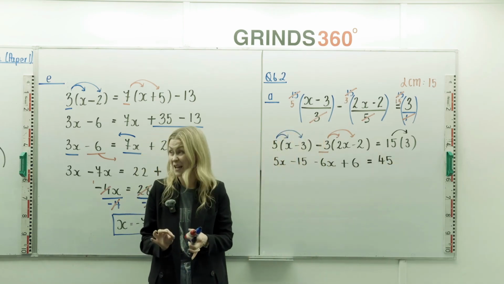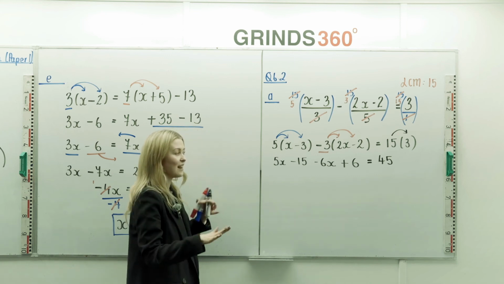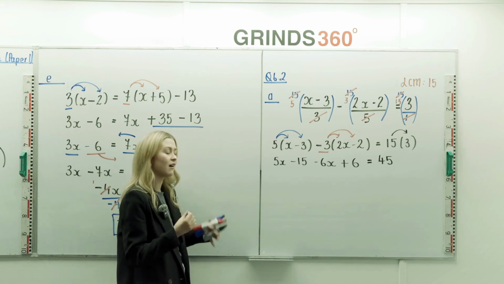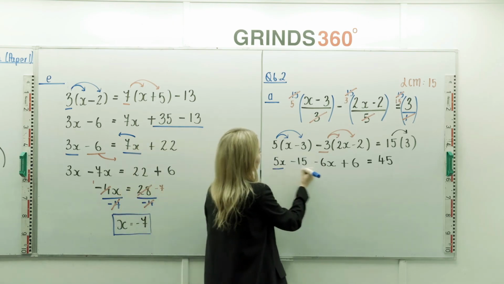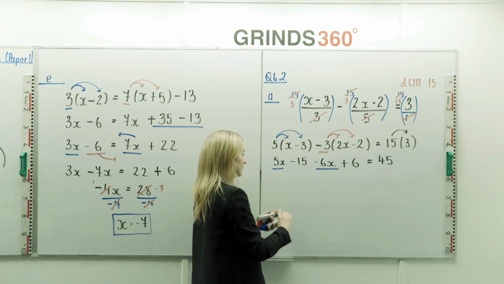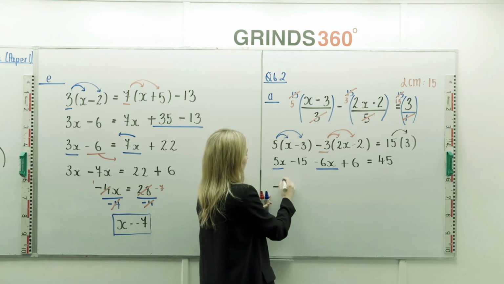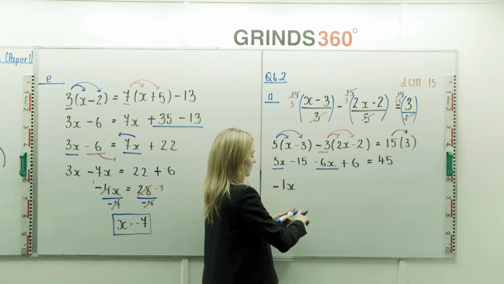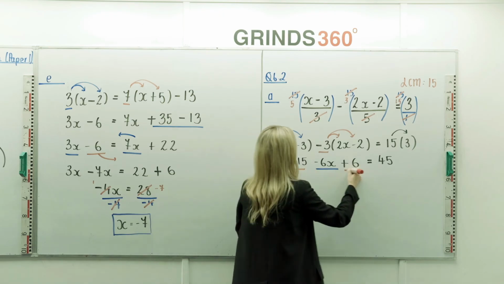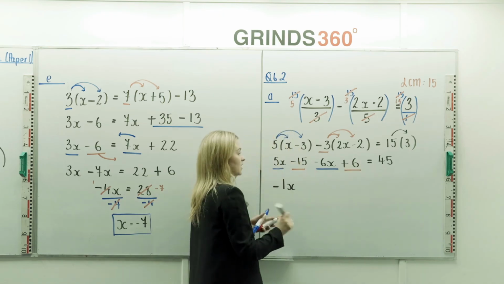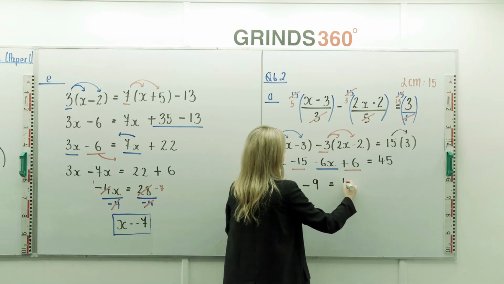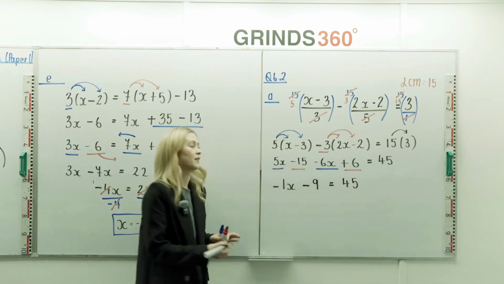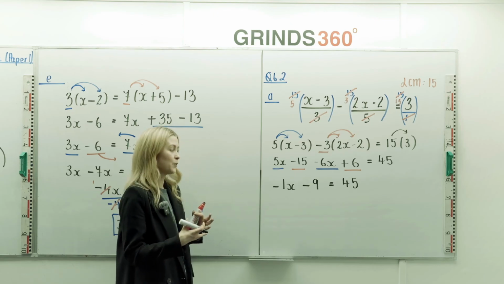Now, next step. Any like terms on the left or right hand side? Can we do a little bit of tidying up here? Well, on the left hand side here, you'll notice you have 5x and minus 6x. 5 minus 6 is going to leave me with minus 1x. But you also have minus 15 and plus 6. Minus 15 plus 6 is going to leave me with minus 9 is equal to 45. That's the left hand side tidied up.